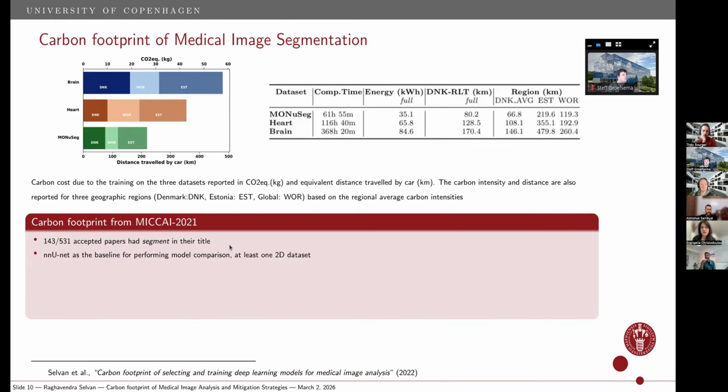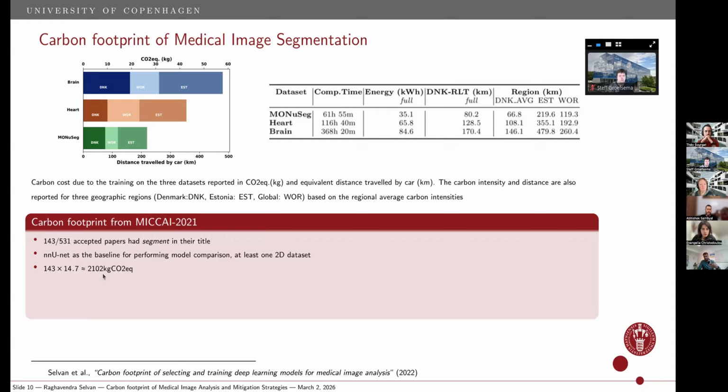We looked at how many papers had segment in their title. There were about 143 papers, and we assumed that each of these papers, which were about segmentation, did a baseline experiment, using what at that point, and I think still, nnU-Net, which is a strong baseline, I would argue, for at least one 2D data set. Then I simulated some of these experiments, running them locally to measure the energy consumption. You might recognize this 3D data here on brain and heart segmentation. These are from the Decathlon Challenge, and then also 2D data sets. We then tried to estimate what the energy consumption would be if every paper had run at least one baseline experiment using nnU-Net.